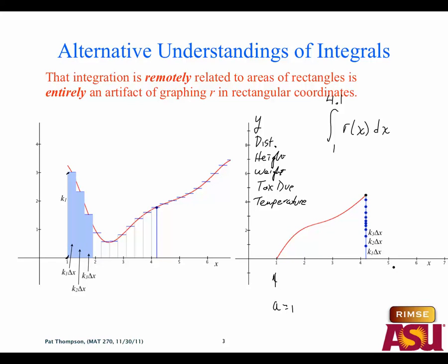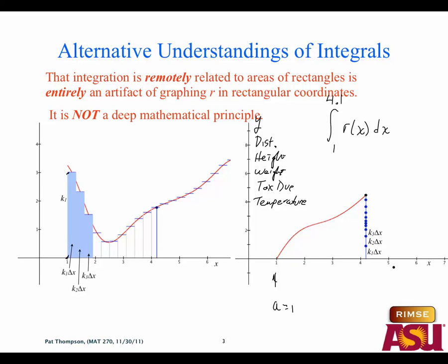Okay, so that integration is remotely related to areas of rectangles is entirely an artifact of the fact that we're graphing in rectangular coordinates. It's kind of like a coincidence. Because of the way that we graph, it just turns out that we're putting our rate this way, and we're putting our delta x this way, so incidentally this K1 delta x can be thought of as an area. Okay? But it's mostly superficial.